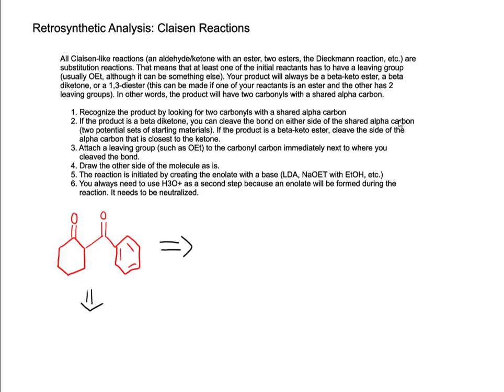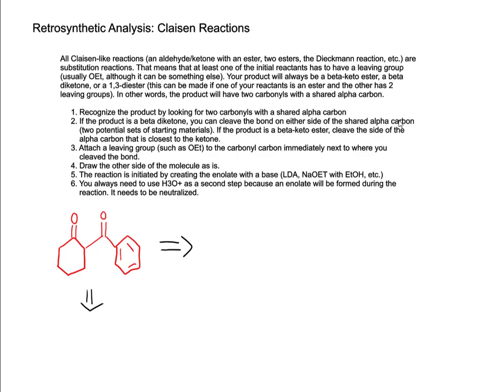If the product is a beta-diketone, you can cleave the bond on either side of the shared alpha carbon because that means you had two potential sets of starting materials. If the product was a beta-keto ester, cleave the side of the alpha carbon that is closest to the ketone. So here, because this is a beta-diketone, it's two ketones, we can cleave either one, which means we're going to get two potential sets of starting materials.